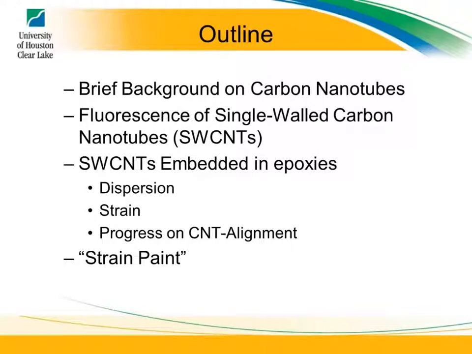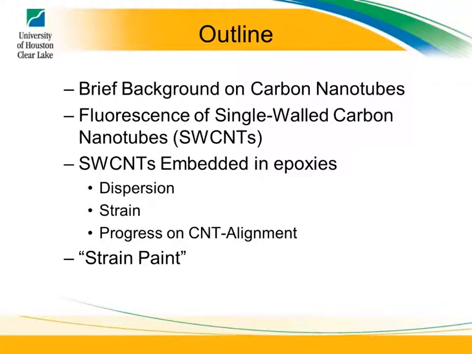So, a brief outline. I'll go over a little bit about what carbon nanotubes are, what their properties are, how you identify them, and then we'll look at fluorescence. I've been specifically looking at nanotube fluorescence, which was discovered by Bruce Weisman in his lab in 2002. It's a very interesting development, in that you can map out where the single-walled carbon nanotubes are within materials using fluorescence.